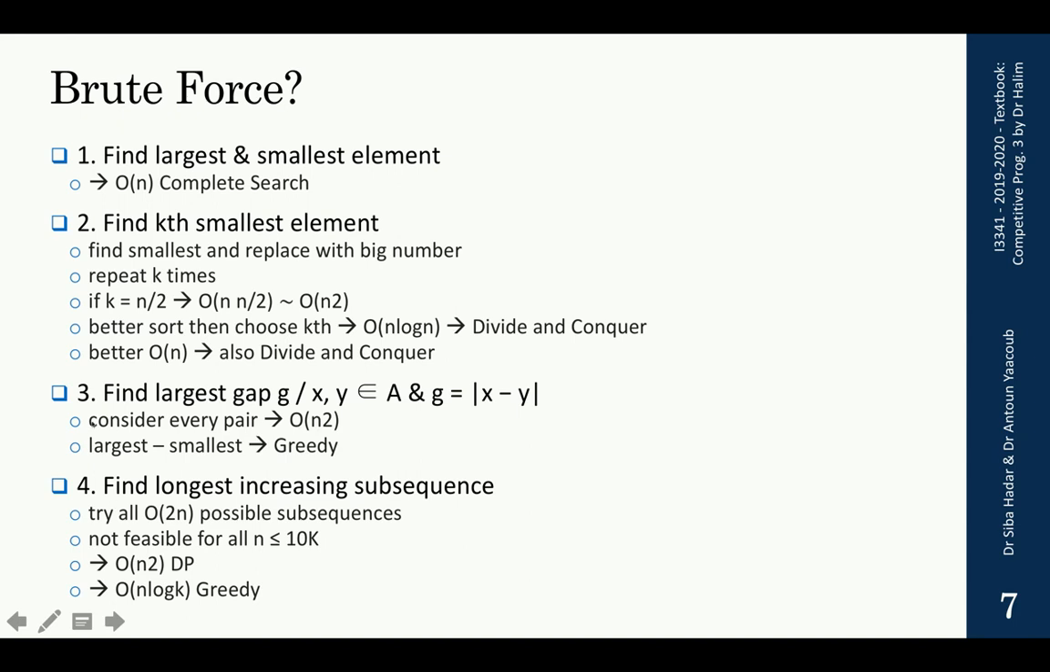And for the last kind of problem, to find the longest increasing subsequence, you can try all the 2 to the power n possible subsequences, but this is of course not feasible for n up to 10,000 elements. So there exists another solution with the order of n to the power 2 in dynamic programming, and better yet in greedy, which is order of n log k.